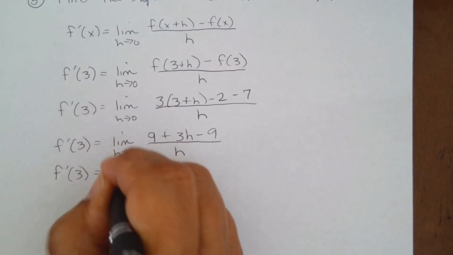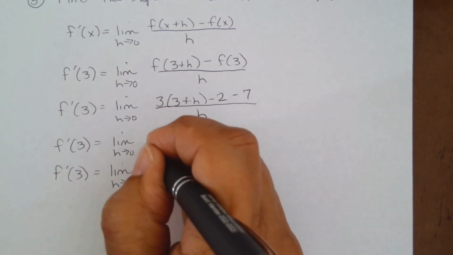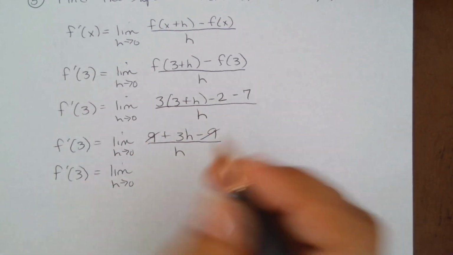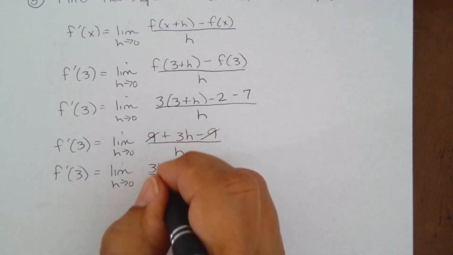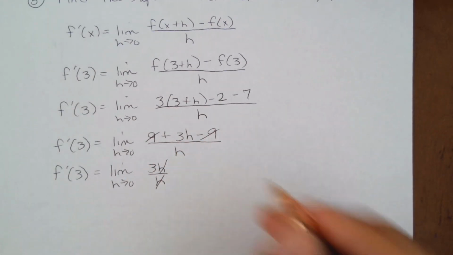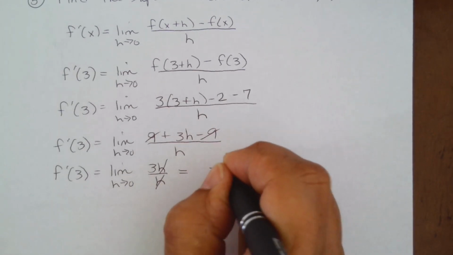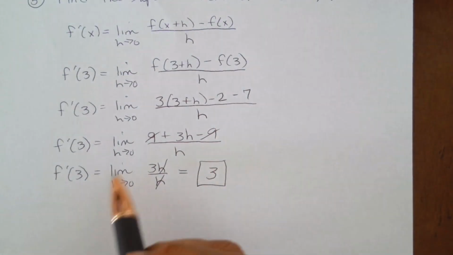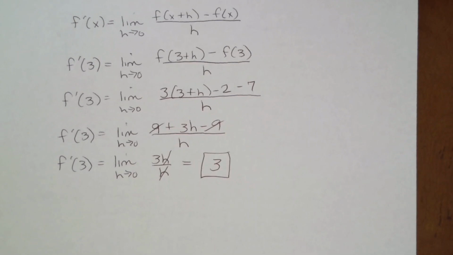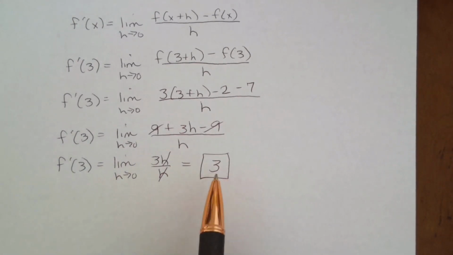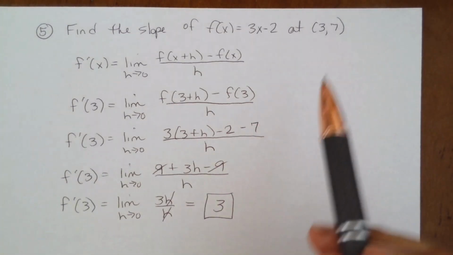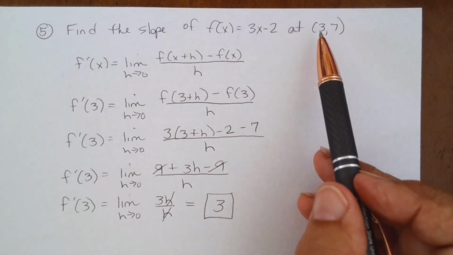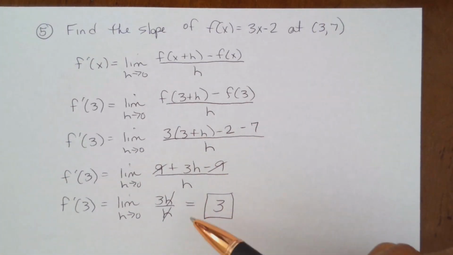So now, simplify that. The 9's are going to cancel out, so we're left with 3h over h. You can cancel the h's, and we end up with just 3. We don't have to put 0 in there, there's no h's anymore. So the derivative, or the slope, of f of x at 3 is 3. That just happens to be that same value.